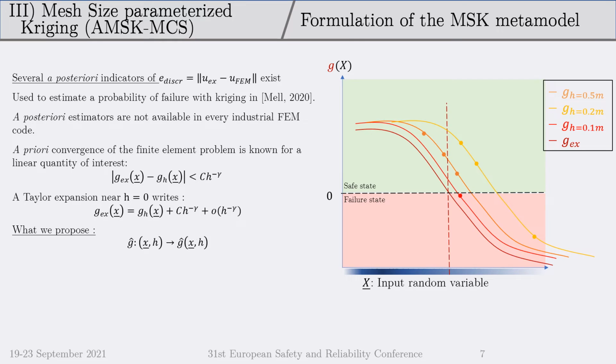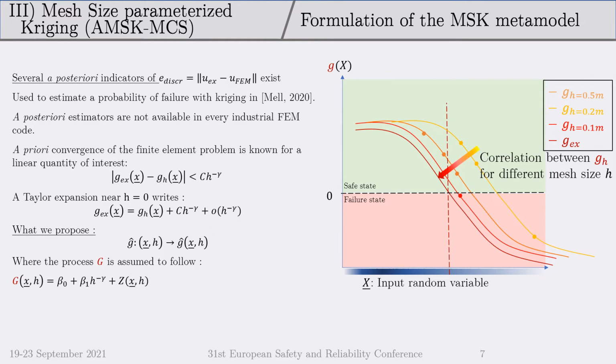So what we proposed was to use a metamodel G hat that is a function of the random variable, but also of H, the mesh size of the FEM problem, where the process G is now assumed to follow the equation written here. So now you have to estimate beta 0 and beta 1 during the construction of the metamodel. And the constant gamma needs to be computed before you compute this metamodel.